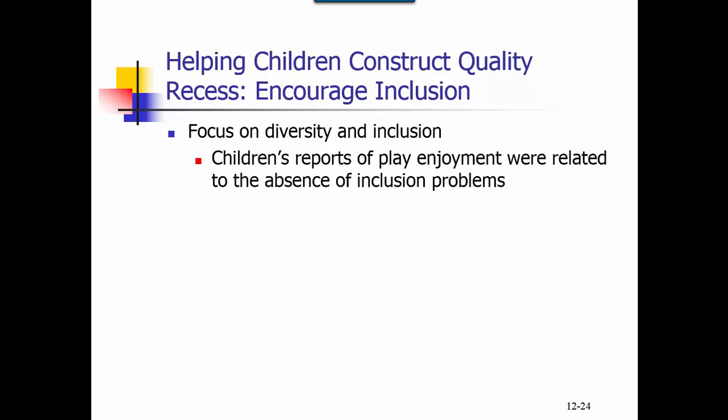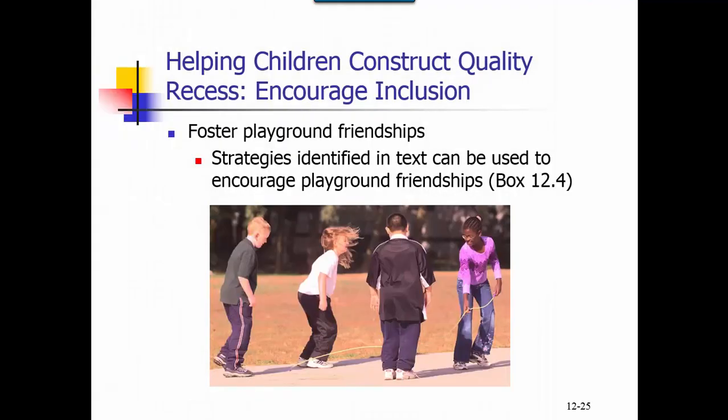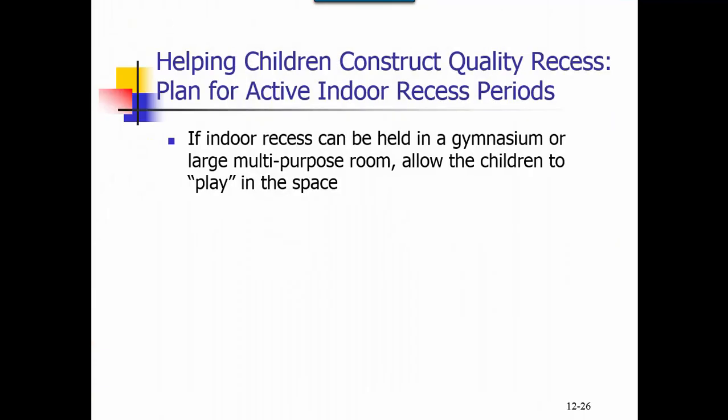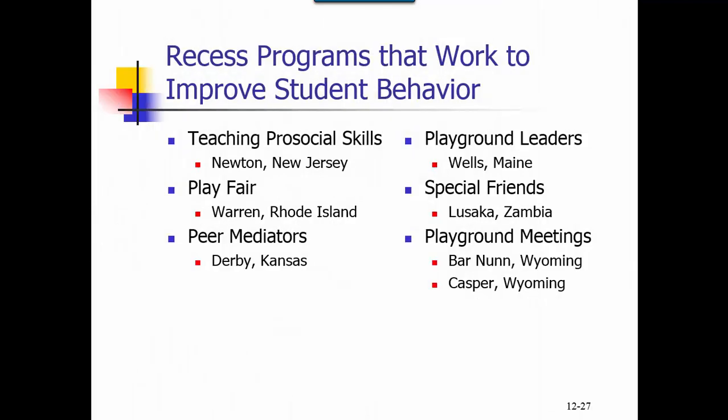Children's reports of play enjoyment were related to inclusion. The degree to which children are included in play appears to be the most relevant predictor of long-term social competence. Foster playground friendship strategies identified in the text in box 12.4. If indoor recess can be held in the gym or a large multi-purpose room, allow the children to play in the space. If the space isn't available, hold recess in your classroom.